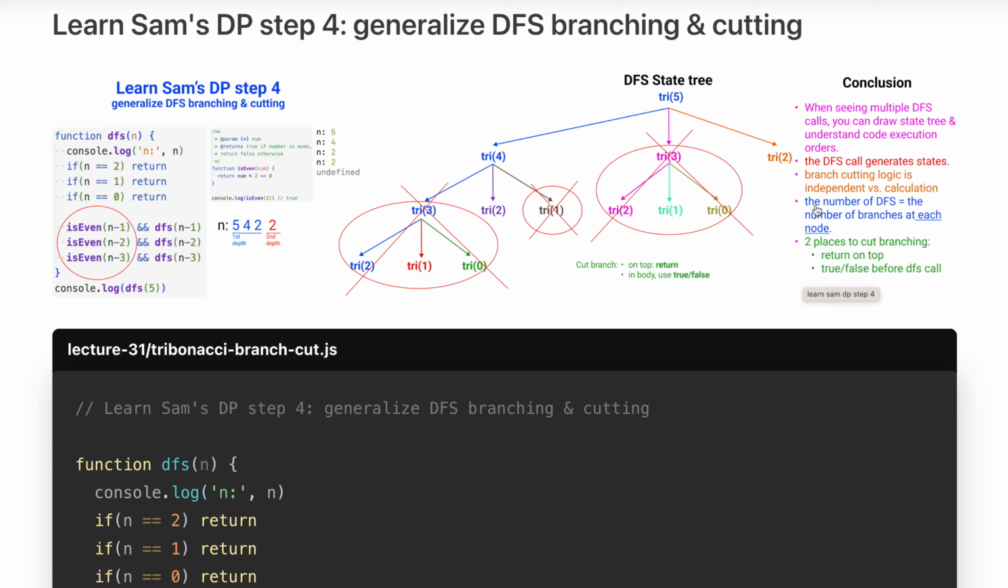The next observation is the number of DFS calls always equals the number of branches at each node. Here we have 3 DFS calls and we also have 3 branches. If we have 5 DFS calls here, we're gonna have 5 branches at each node of the state tree. And there are 2 places to cut the branching. One is the base case that we already know. The second one is a true-false logic before the DFS call. So we can have full control of the branching.